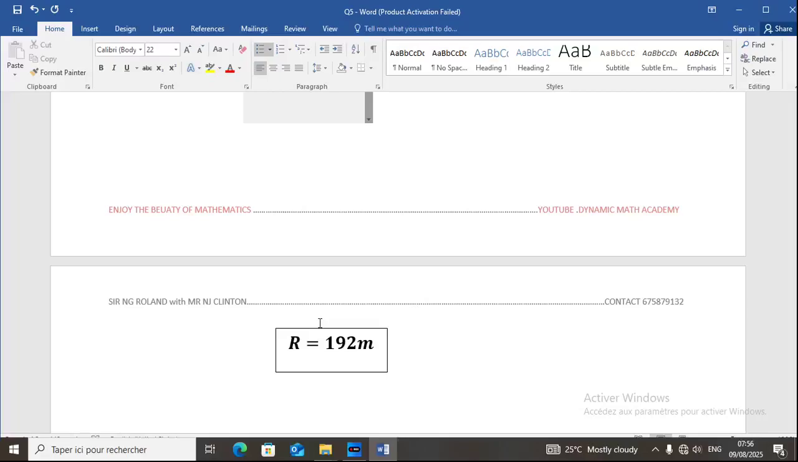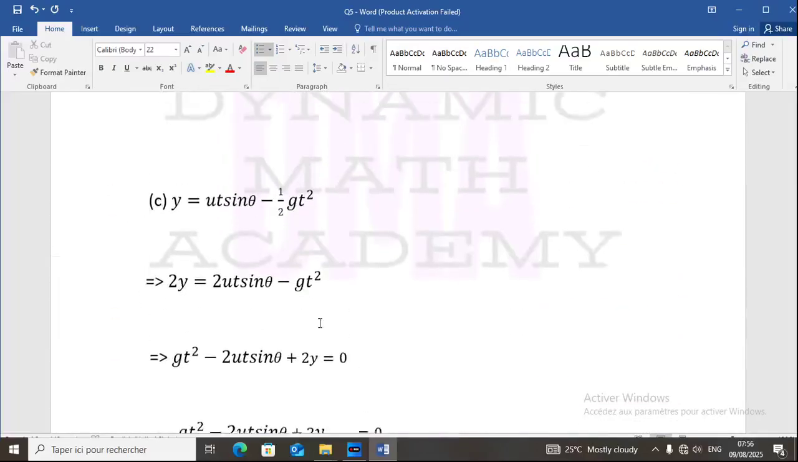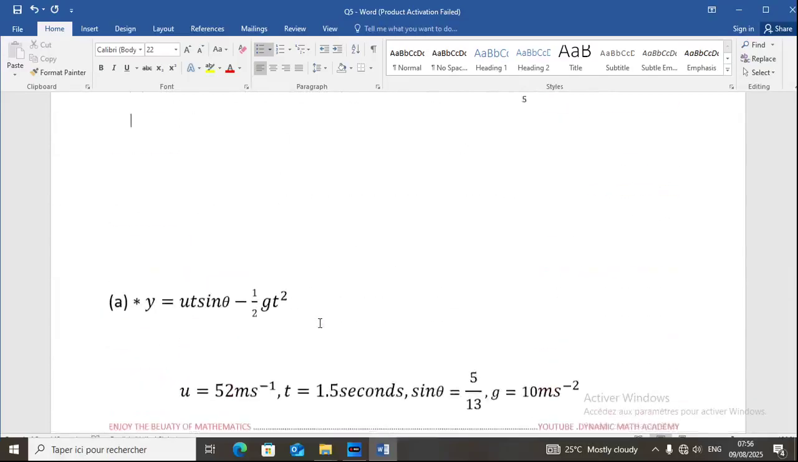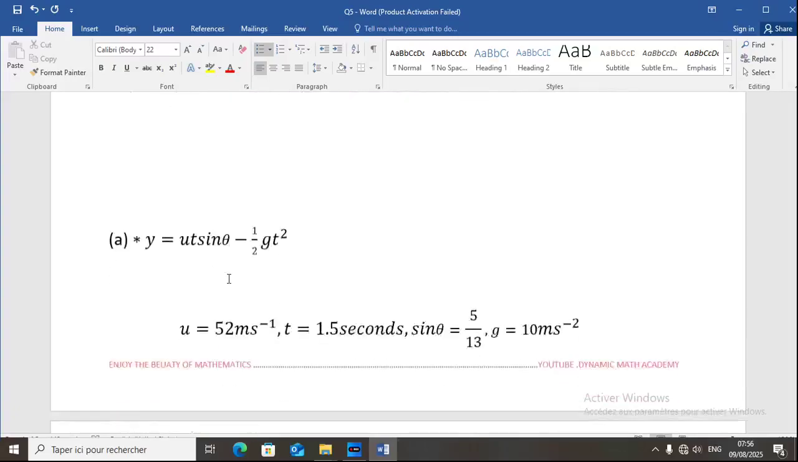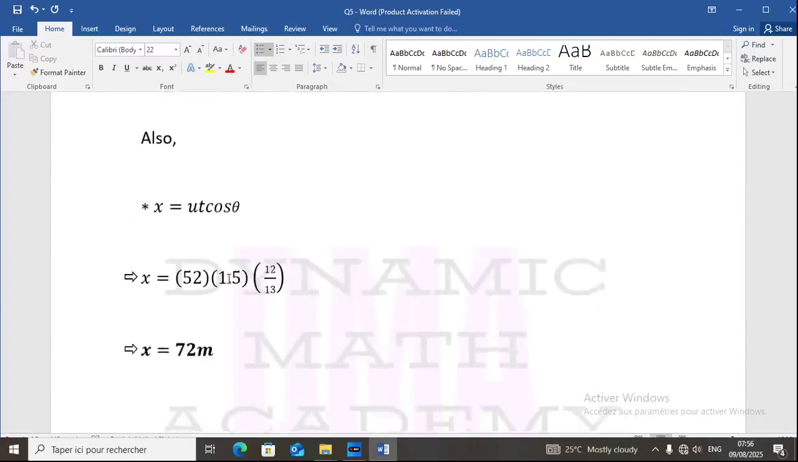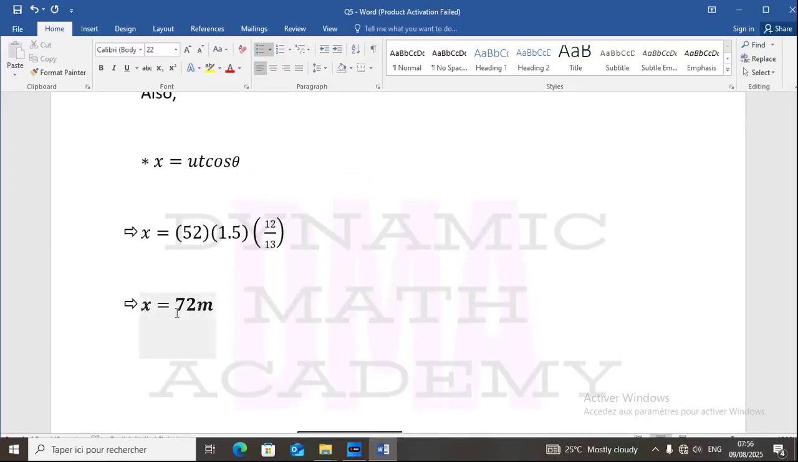Now the range is simply the distance from this point to this point, from this point here to this point, that was 192 meters. So it's actually making sense still, because 192, that distance from here to here, is greater than I think we had something like 72. Yes, it's greater than 72. The range is the total horizontal displacement of the particle.